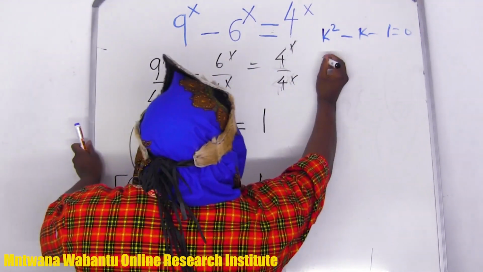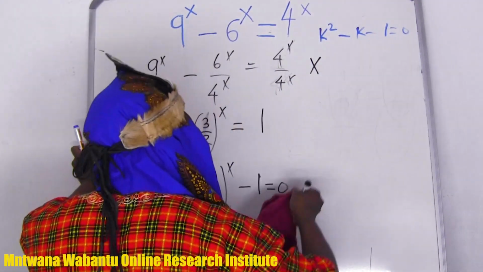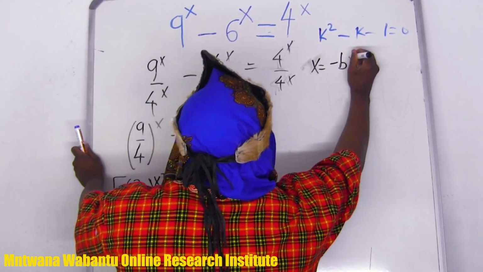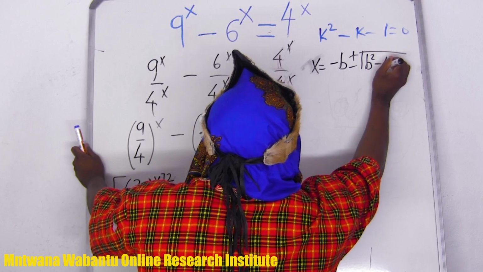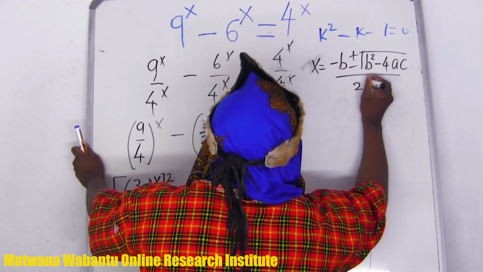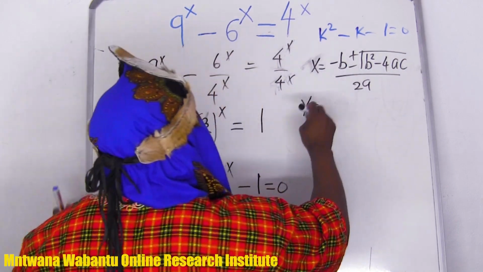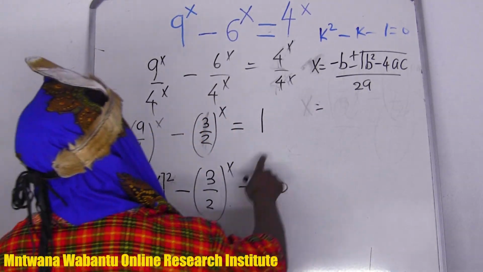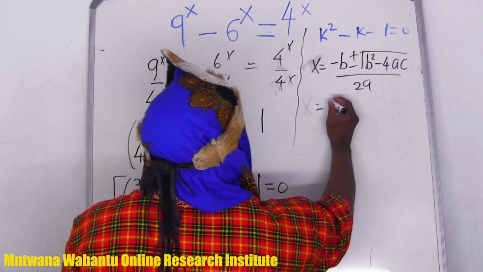I'm going to apply the quadratic formula, which says x equals negative b plus or minus the square root of b squared minus 4ac, over 2a. I believe you know this formula. It's not x for now, it's k, because we substituted k.